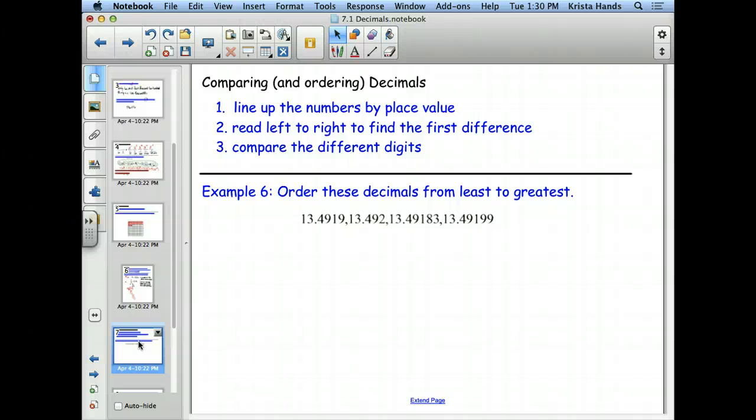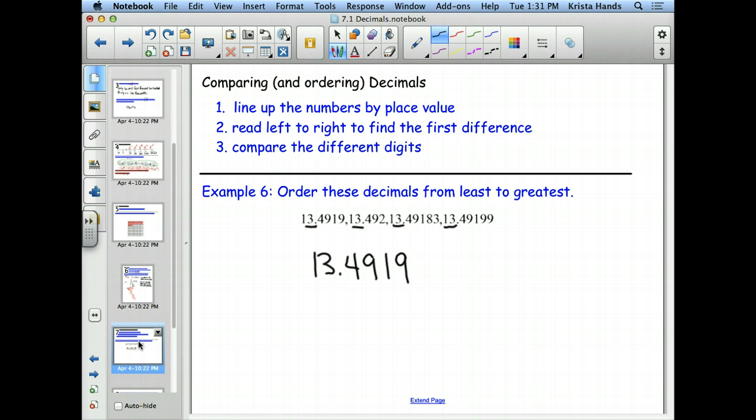All right, the next thing we're going to take a look at here is comparing and ordering decimals. So as we compare and order decimals, we can do this by lining up the numbers by place value. We read from left to right to find the first place where they are different from one another. And then we compare the different digits. So as we're taking a look at this one, they all have a 13 in them, 13 and then a decimal point, right? So we're going to line them up vertically with the decimal point as the location that they need to match with. So this is 13.492, 13, the decimal point, 4918, and this one's actually longer, 3, and then 13, the decimal point, and 49199.